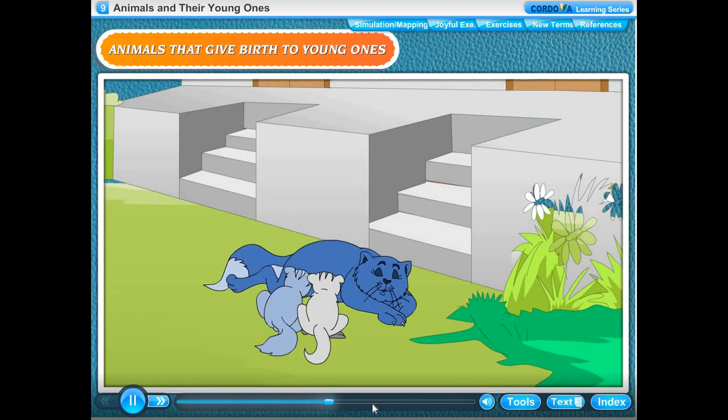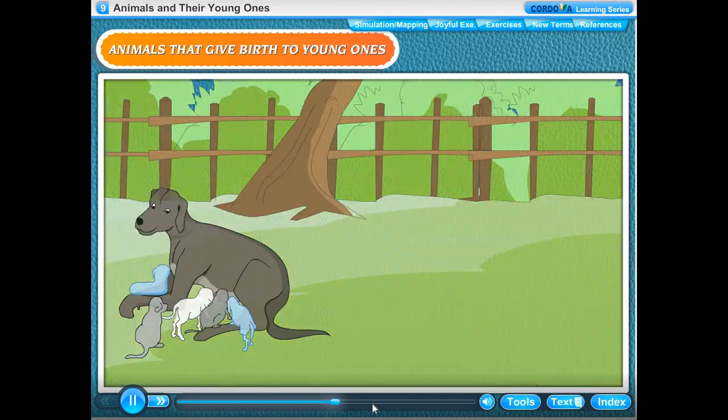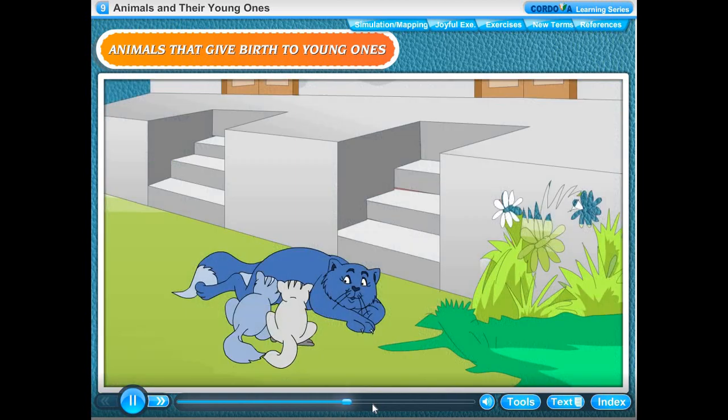In mammals, babies are formed inside the body of the mother. They stay inside for several weeks and then are born. When the babies are born, they are weak and helpless. Their mothers care for them and protect them till they learn to look after themselves. They feed their babies with their own milk.